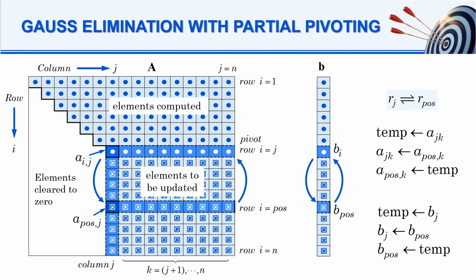By the end of this process, the augmented matrix will be in upper triangular form, with all the elements below the diagonal being 0. The solution is obtained by employing the usual back substitution algorithm.